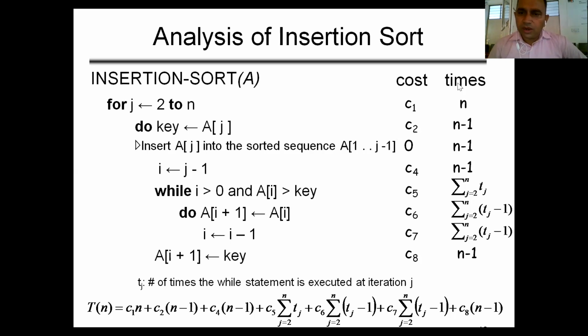Now come to the next column, number of times. How much time the line is going to execute, or how many times this line comes to the compiler for execution. Here n is written. I have to explain why n is written here, because we know that the size of this loop is from 2 to n.